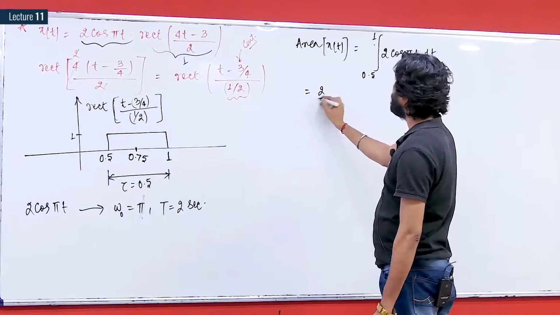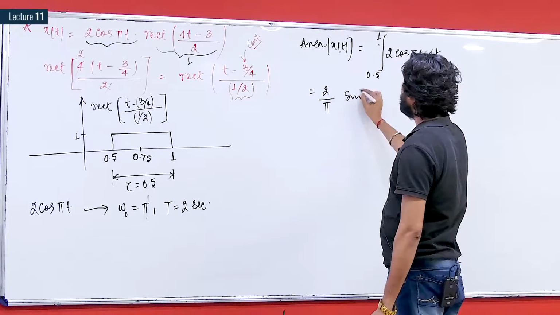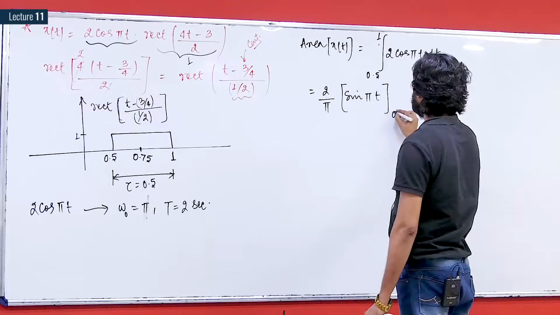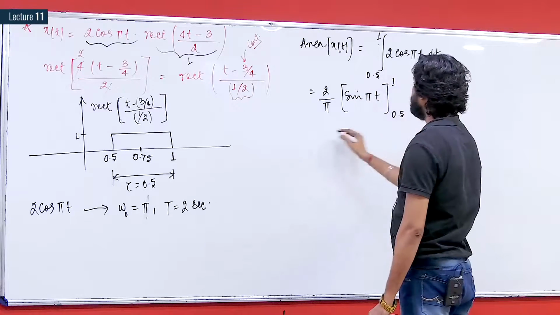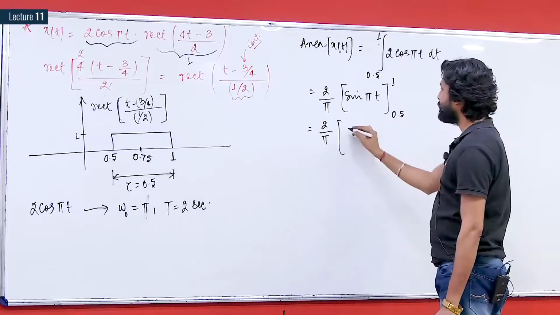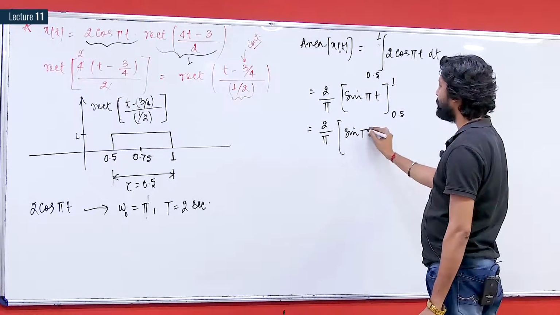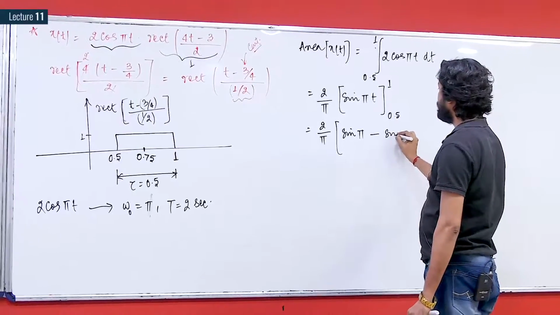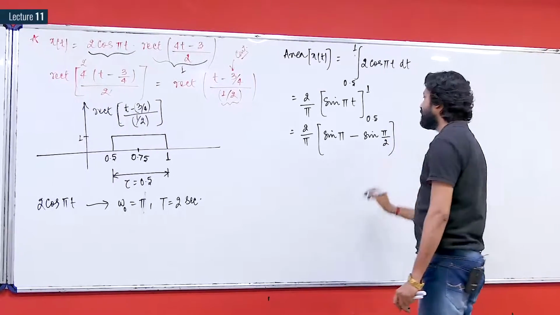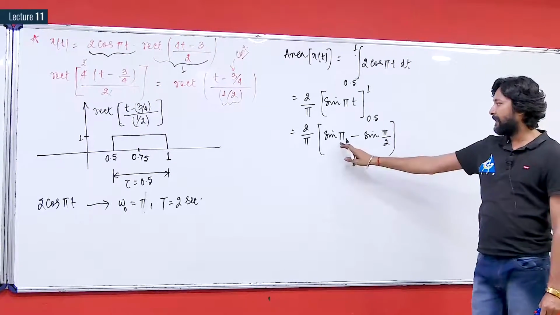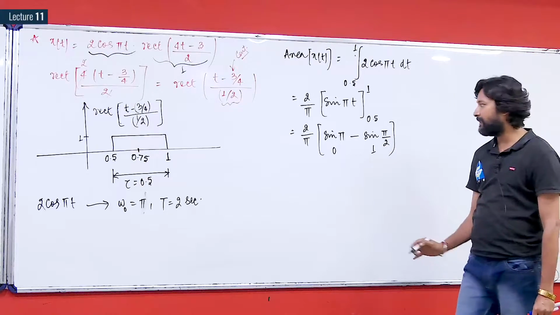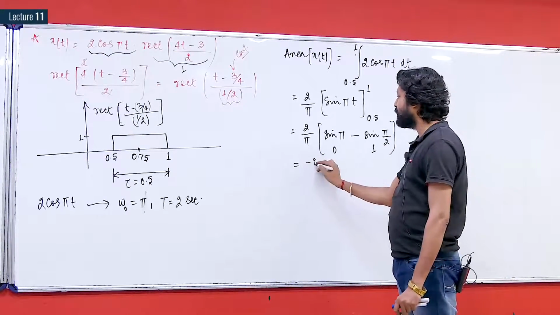Now we are integrating this, and we get 2 upon pi into sin pi t, and now we have to put the values of t from 0.5 to 1. So it will be 2 upon pi, and if we put t equals 1, then it will be sin pi, which is 0, minus sin of t equals 0.5, which is sin of pi by 2. So now what you are getting is sin pi, that is 0, minus this value 1, that is minus 1, so you are getting minus 2 upon pi.